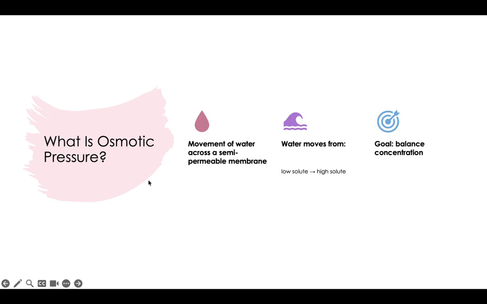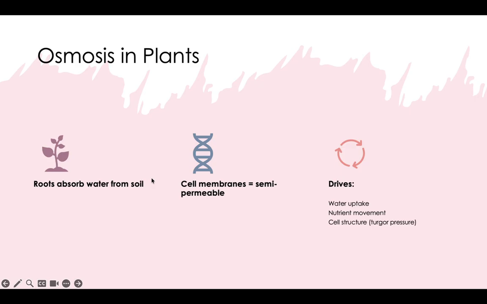This process is happening consistently in plant cells, especially in the roots. In plants, osmosis is what allows roots to absorb water from the soil. The root cells act like that semi-permeable membrane, and water moves into the plant depending on the concentration of solutes in the soil compared to inside the root. This process doesn't just bring in water, but it also helps to move nutrients and keep the plant cells firm, which is what helps plants stay upright instead of wilting.